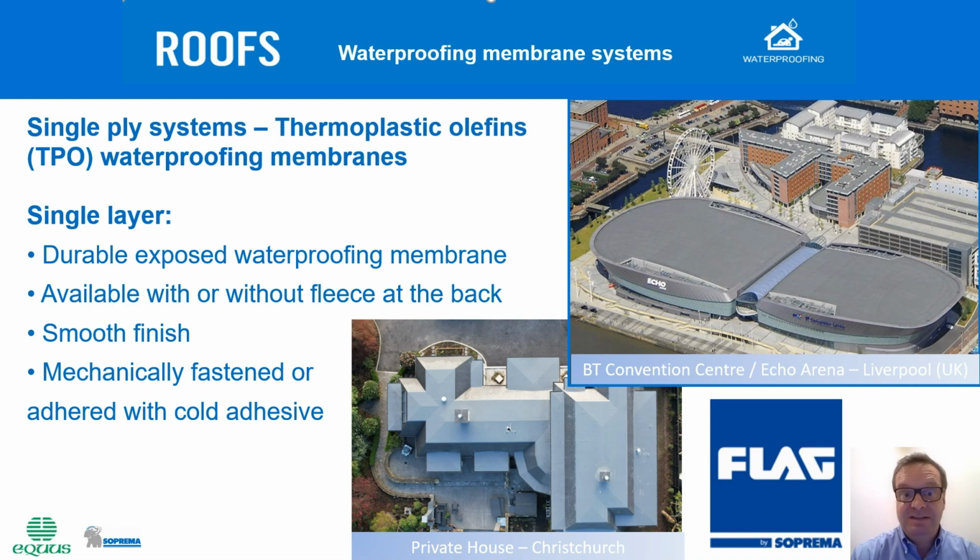Another waterproofing system is the single-ply waterproofing system. This uses a single sheet of thermoplastic olefin or TPO waterproofing membranes. These membranes are typically made of very wide sheets and longer length rolls that are welded together on the roof by means of a hot air welding equipment tool. They have a smooth finish and they can be either fully adhered or mechanically fastened on top of the thermal insulation layer.